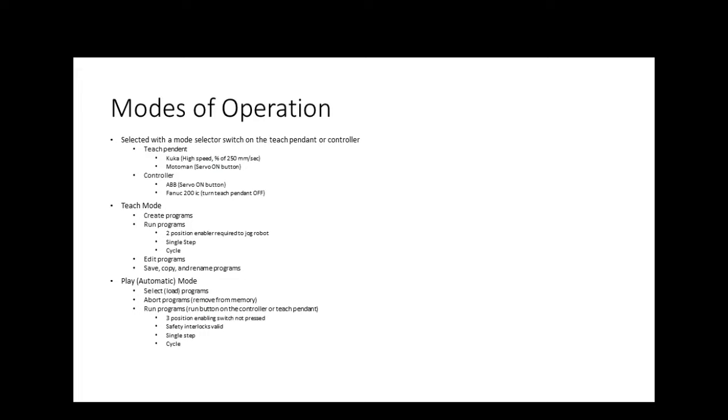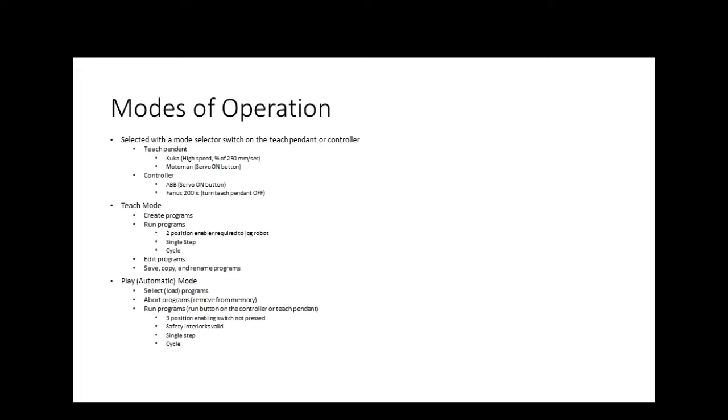So one thing we got to do, and this didn't show up, can y'all read that? Okay, so what we have, number one, and this should be in the jogging slide, is the ability to select what we call modes of operation. And so this is either going to be selected on the controller, or on the teach pendant, we select the mode of operation.